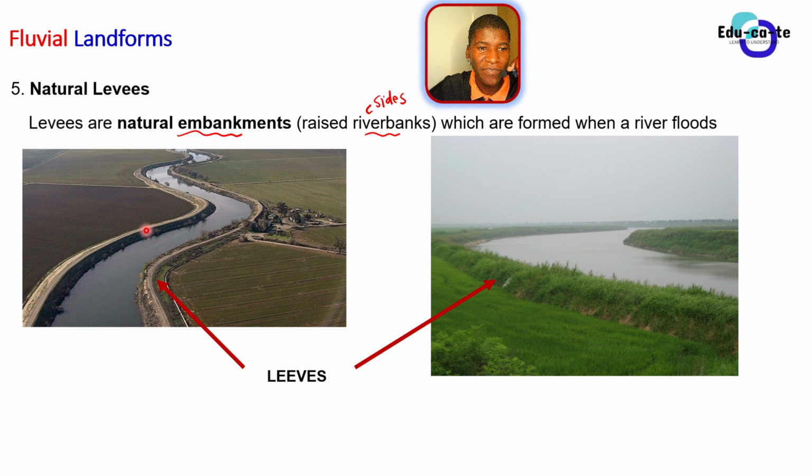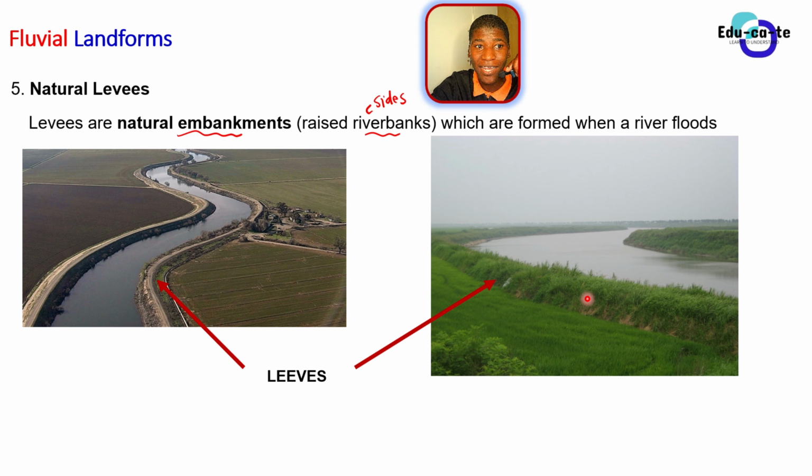If you look carefully in this first image, you can see that these are the sides of the river, and they're kind of raised, or they are at a higher altitude. If you look at the second image, you can see that these are the sides of the river. You can see that they are raised river banks.